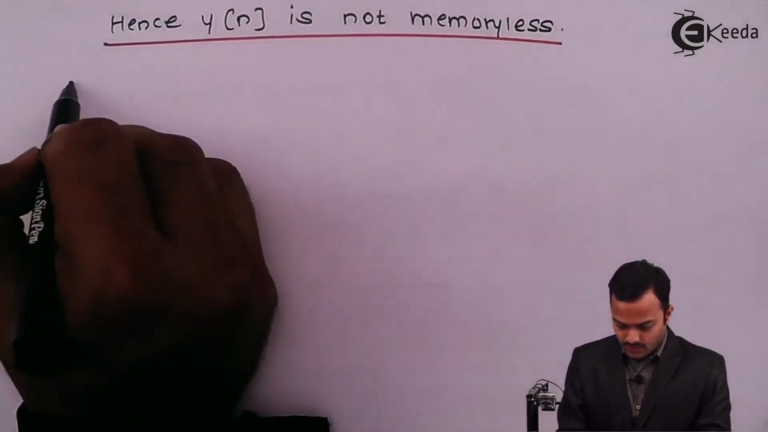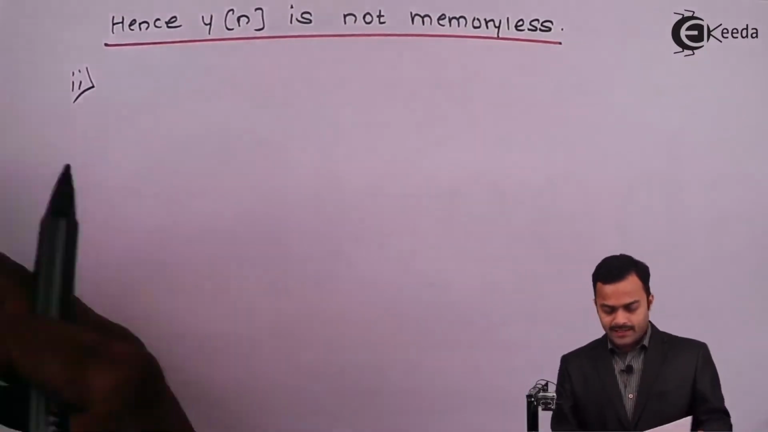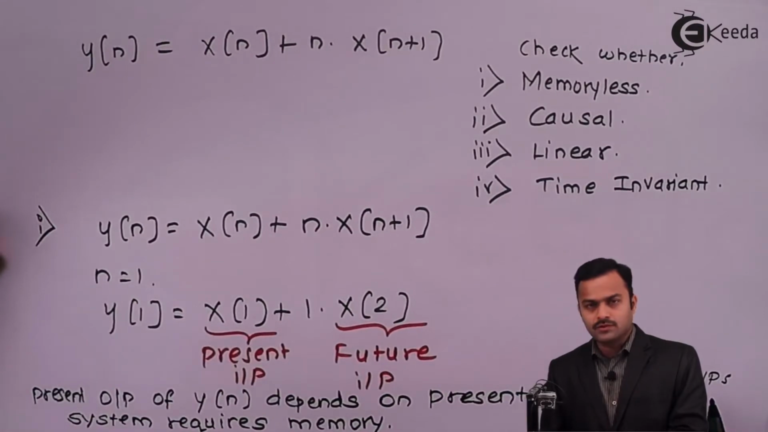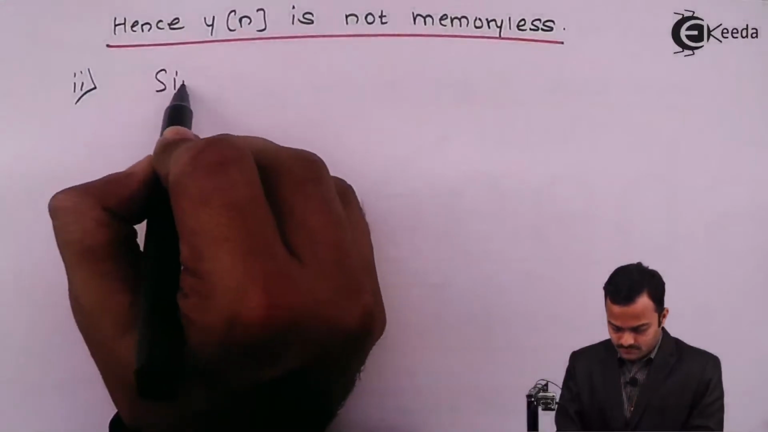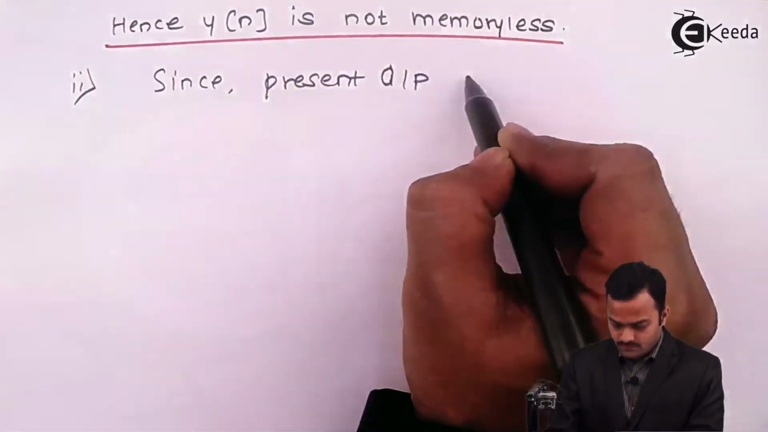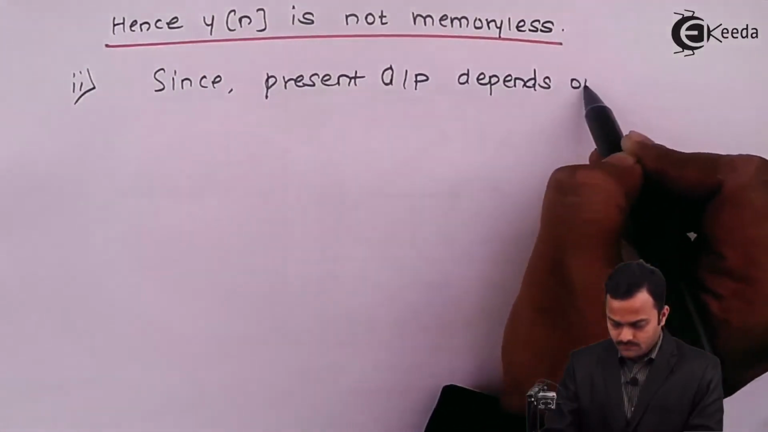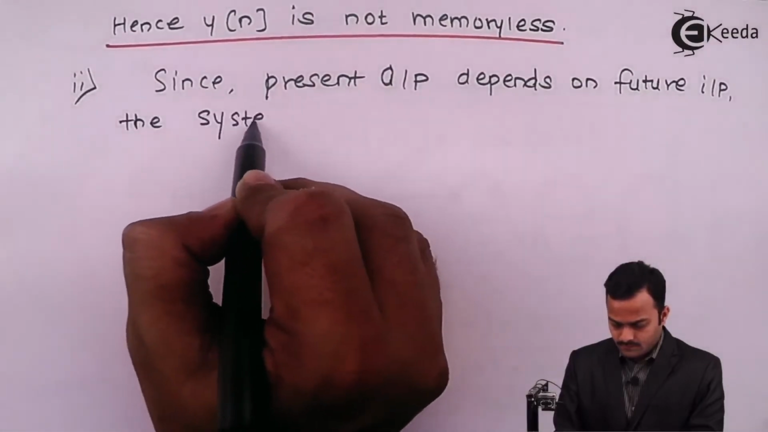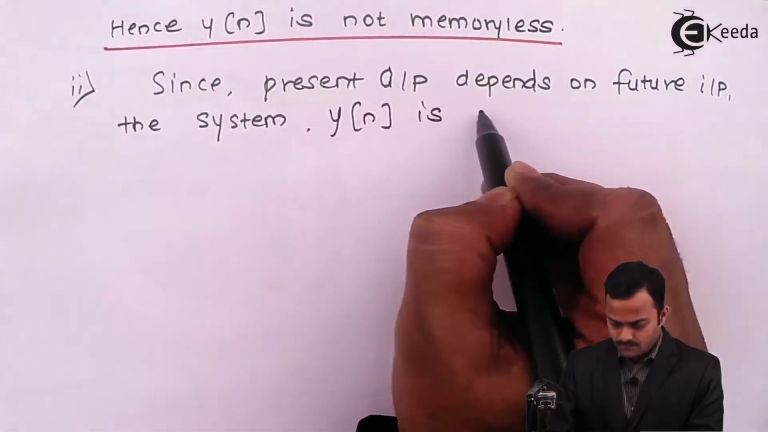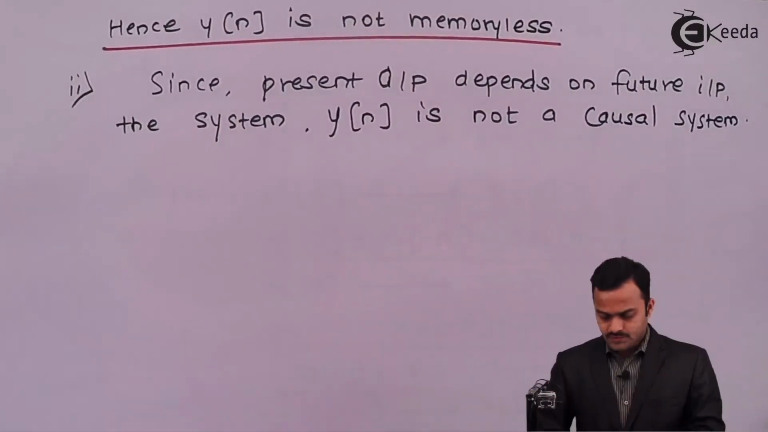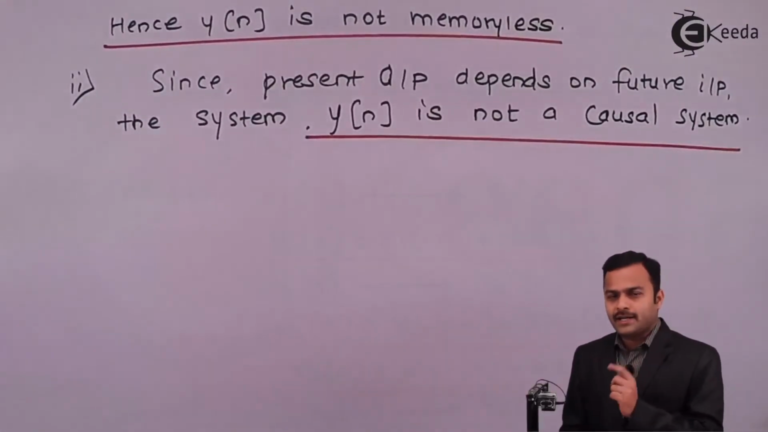Next is for the causality. So from one I can say, since the present output depends on future input, I can say system is not causal. Let's find out for the linearity.